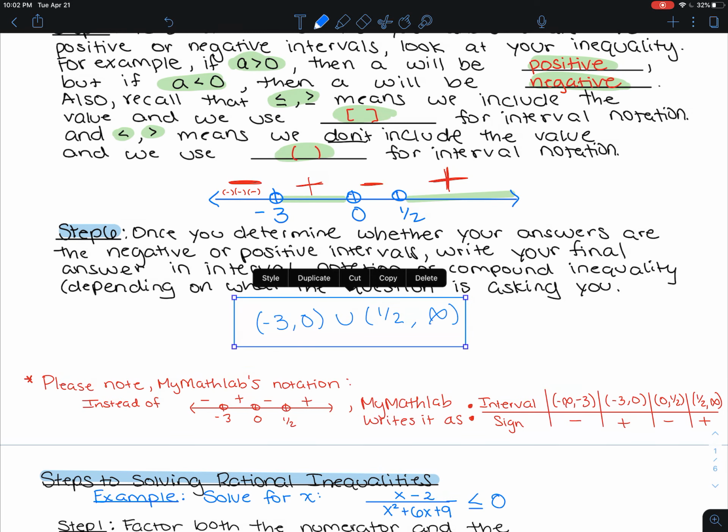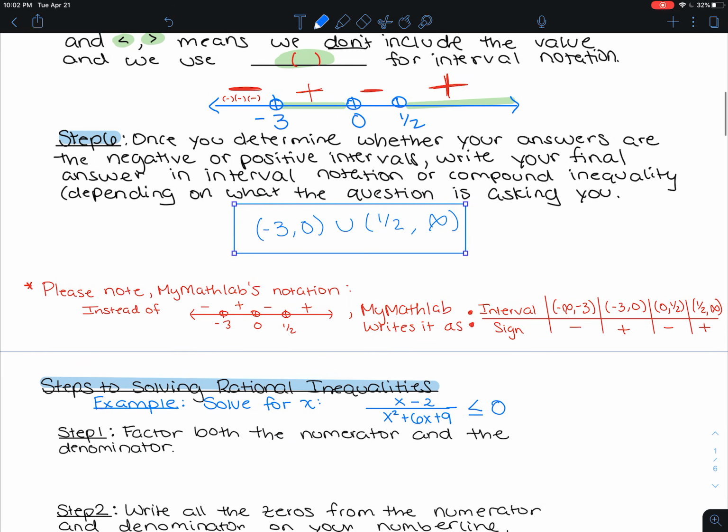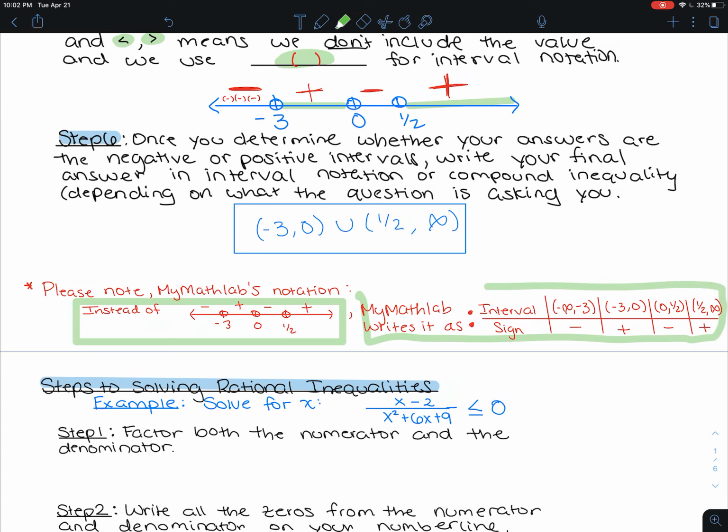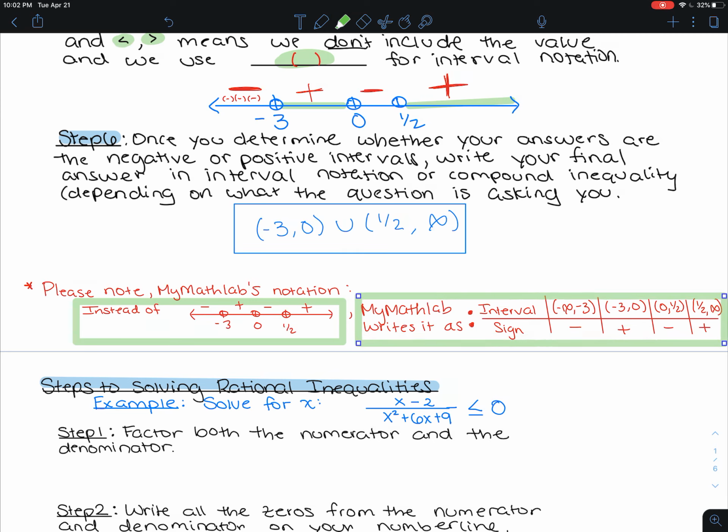Okay, next, I did want to make a side note that the way I do my work is by using a number line. And I really like that because for me, it just makes it clear and I can see what's going on with whether I have open or closed circles. Now, what I wanted to mention is that my math lab uses this table. And the reason I wanted to share that with you is because they will ask you to fill out the table, which is very similar to my number line. But instead of writing a number line, they write the intervals.